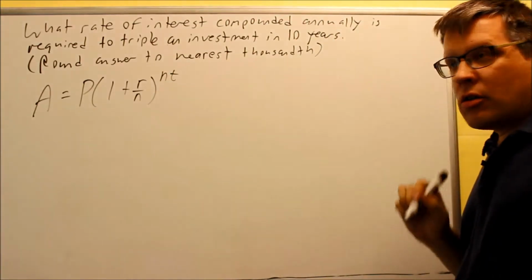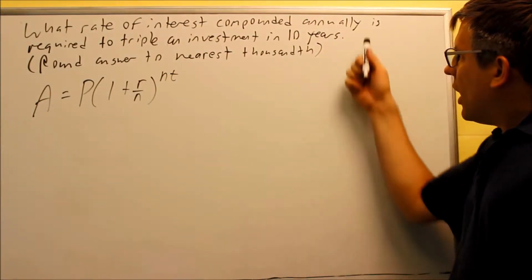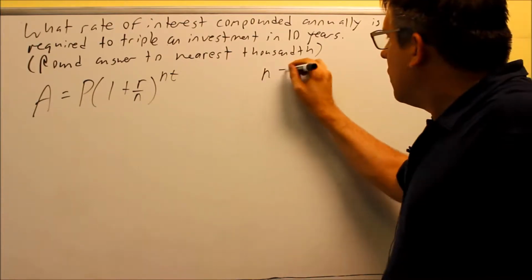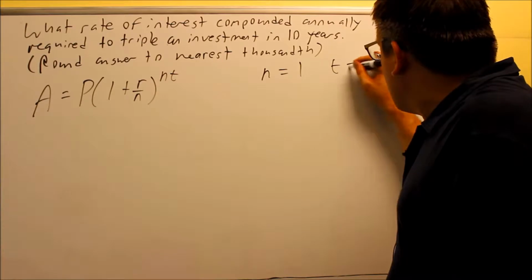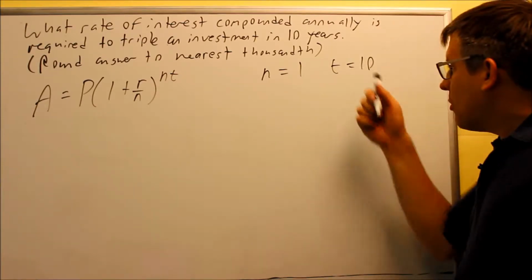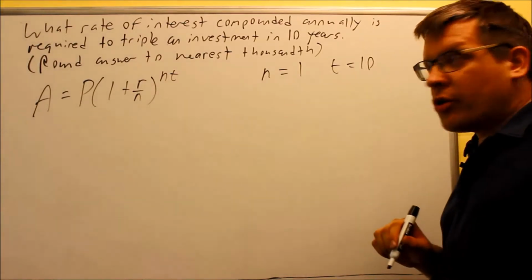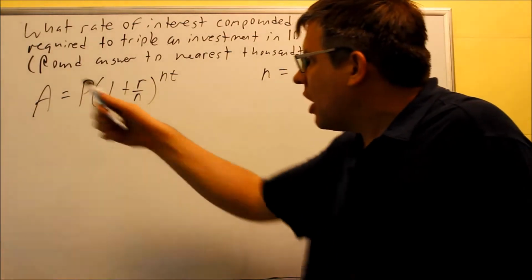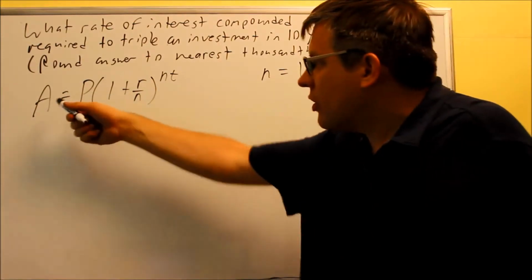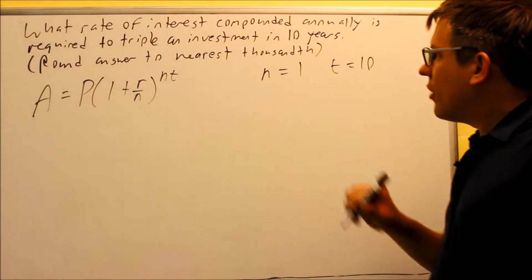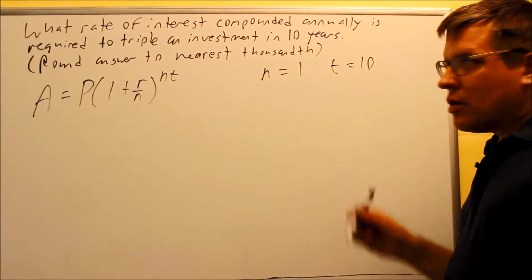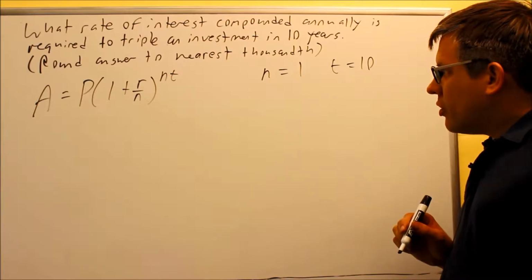All right, now in this case we have two things that are given. The N is 1 because it's compounded annually, and we also know our time. Our time is 10 years. Now, we're not given any information about the principal or about the amount, but it does tell us we want to triple an investment in 10 years. So this is what we're going to do.